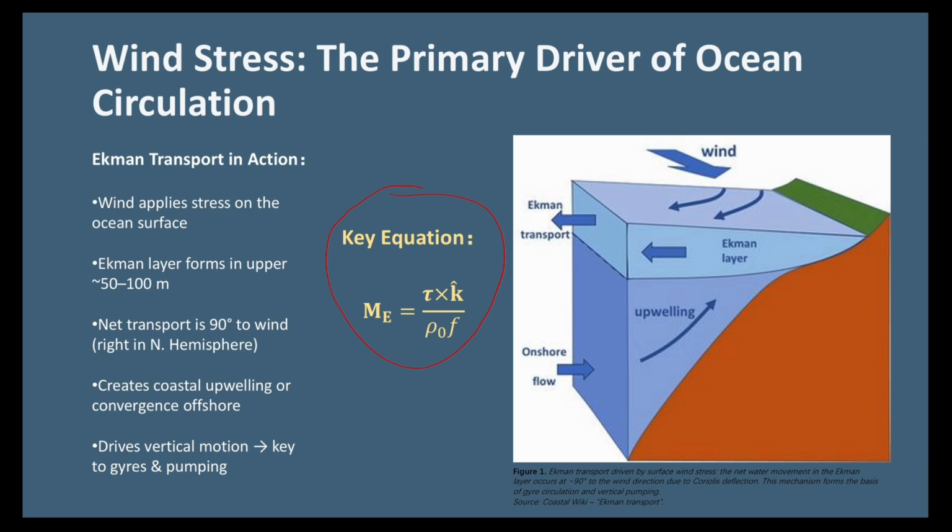This happens because each thin layer of water is pushed by the layer above it, but the Coriolis force keeps turning the water to the right. After adding up all layers, the final movement is sideways. This sideways transport creates areas where water comes together or spreads apart, which is the starting point of the gyres.